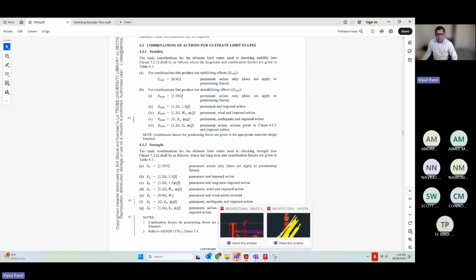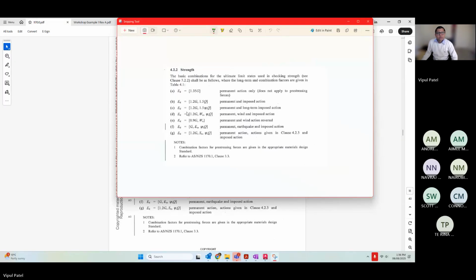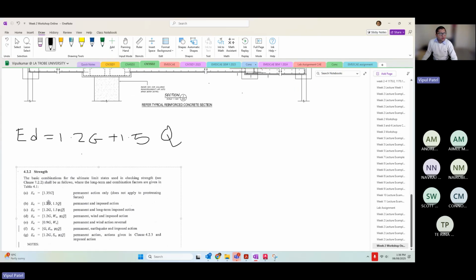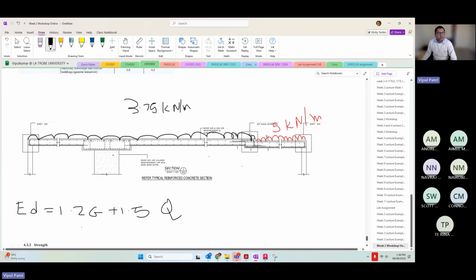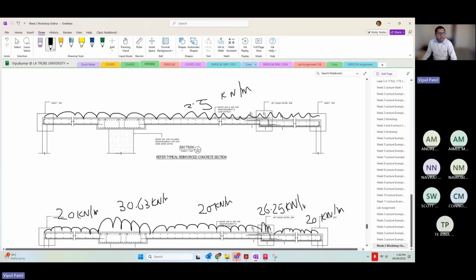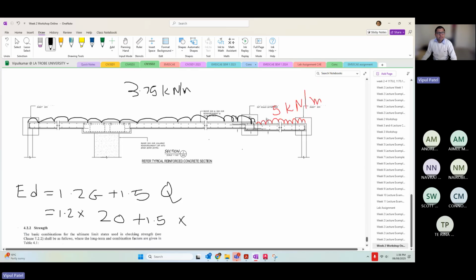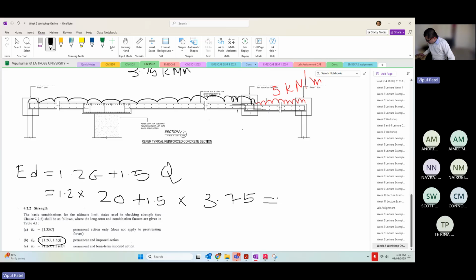For strength, we have these here, so let's copy these and put them here. This is clause 4.2.2. They are talking about these combinations, 1.2 G plus 1.5 Q. So if I do 1.2 multiplied by the dead load, which is 20, plus 1.5 multiplied by 3.75, I get 29.63.